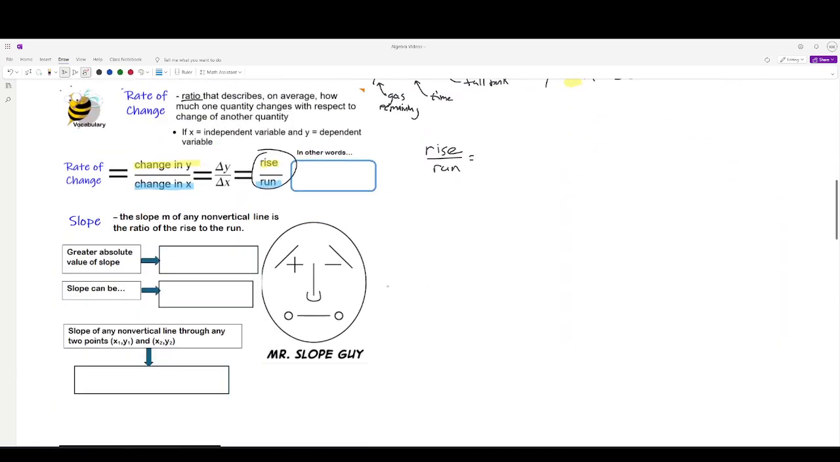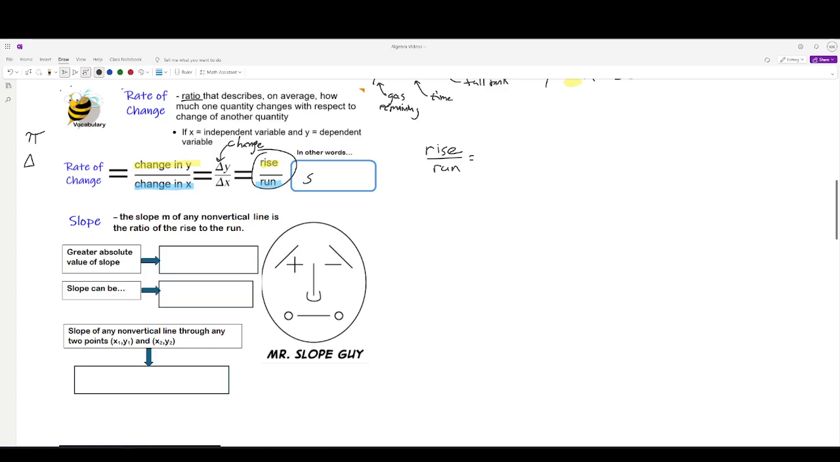That's all the ways of describing it: rate of change, change in y, change in x, delta y, delta x. This symbol right here is a Greek letter, kind of like how pi is a Greek letter. Delta is a Greek letter that we use to represent the idea of change. You'll see that throughout math and science classes. And it means change in y and change in x. On a graph, that's rise over run.